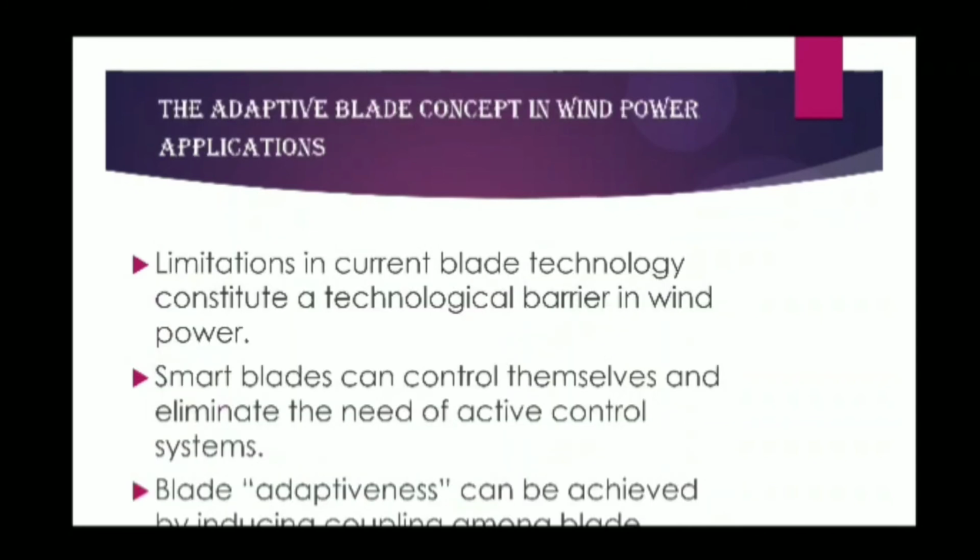The adaptive blade concept in wind turbine power applications. Limitations in current blade technology constitute a technological barrier in wind power. Smart blades can control themselves and eliminate the need for active control systems. Blade adaptation can be achieved.